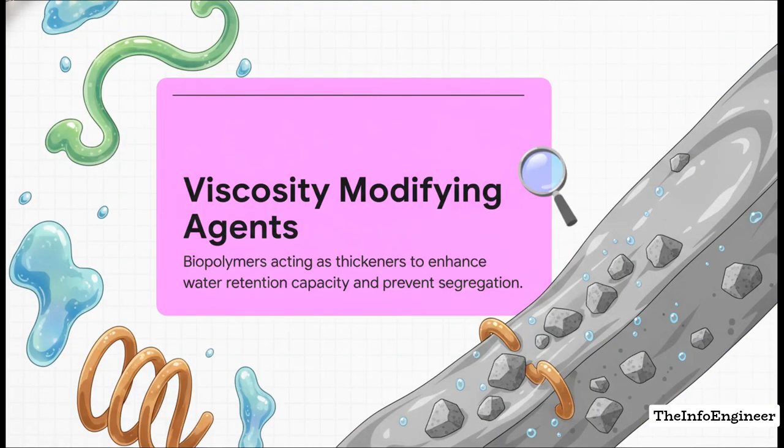Well, the answer usually comes down to chemical admixtures, specifically viscosity-modifying agents, or VMAs. We're talking biopolymers here, things like gums, alginates, or cellulose.